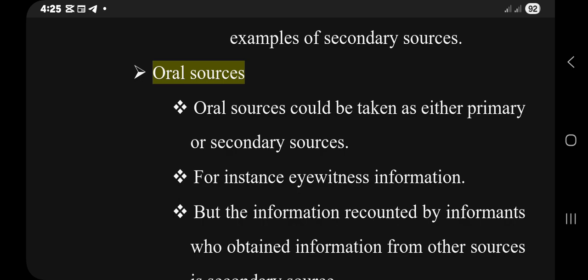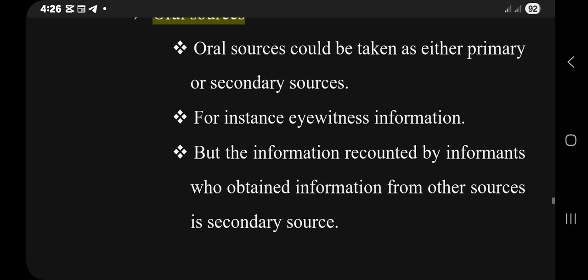For example, oral tradition is a primary source when, say, a certain soldier who was involved in the Second World War tells us or narrates the different battlefields. But if someone recounts information from such a soldier, it could be a secondary source. So oral sources are sometimes primary sources, and sometimes secondary sources.